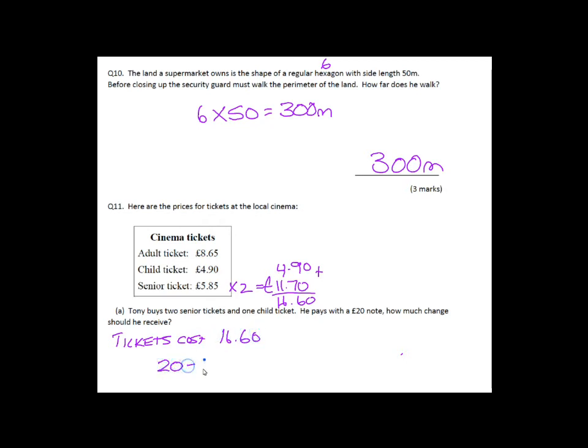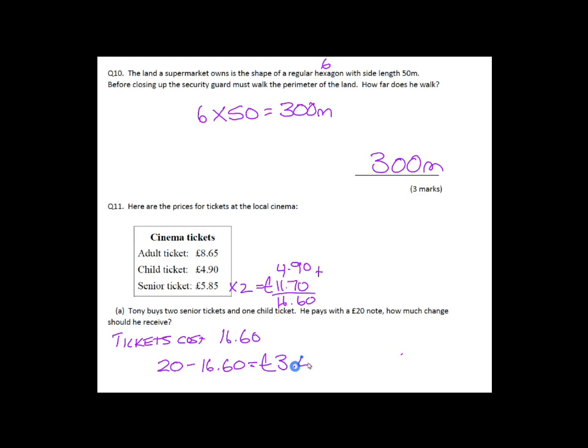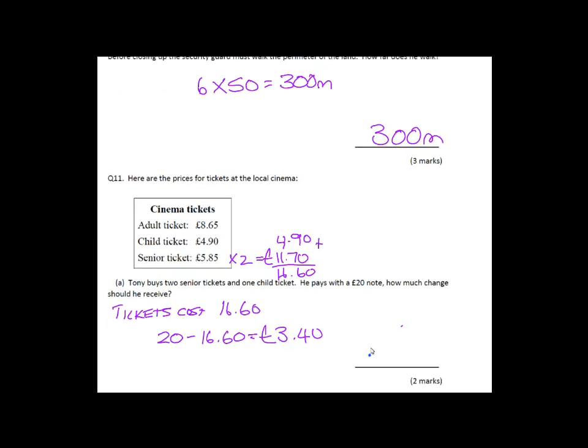So now we pay with a £20 note, we take away our £16.60 and we get £3.40 as our change. So on the answer line, £3.40, and this question is worth 2 marks.